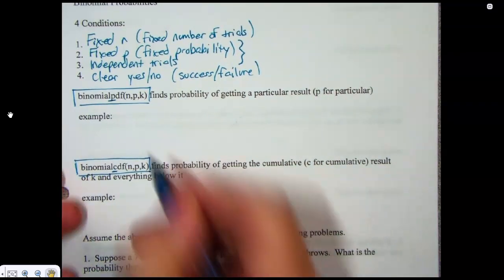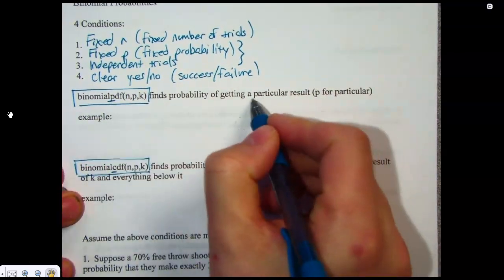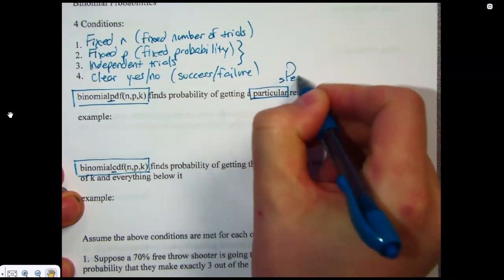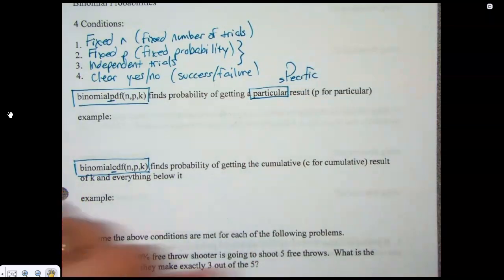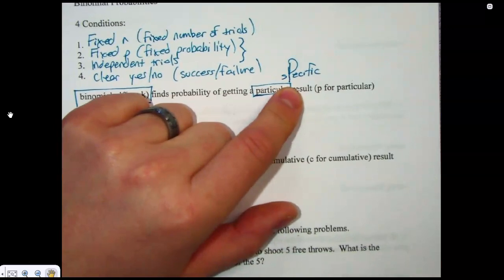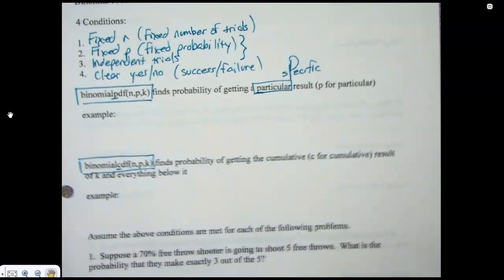So P finds the probability of getting a particular result, or something about it as a specific result. Like that's not what I do, but some people have told me in the past, I think P stands for specific, and I'm like, wait, but specific doesn't start with P, and they're like, yeah, that's specific. Whatever works for you.